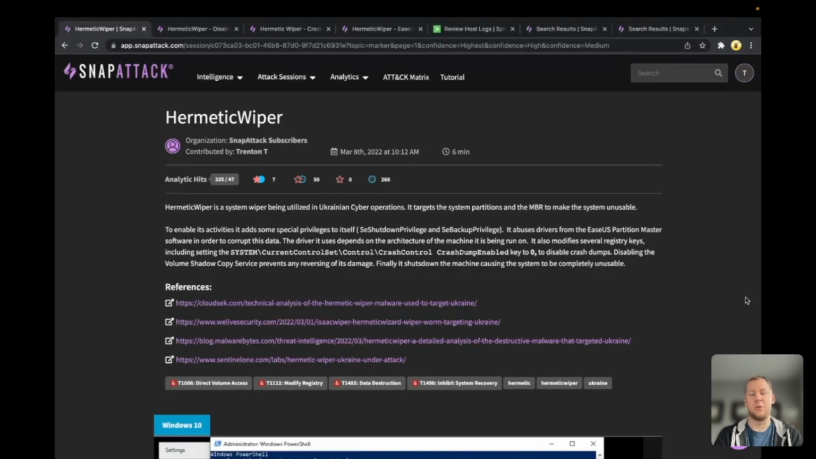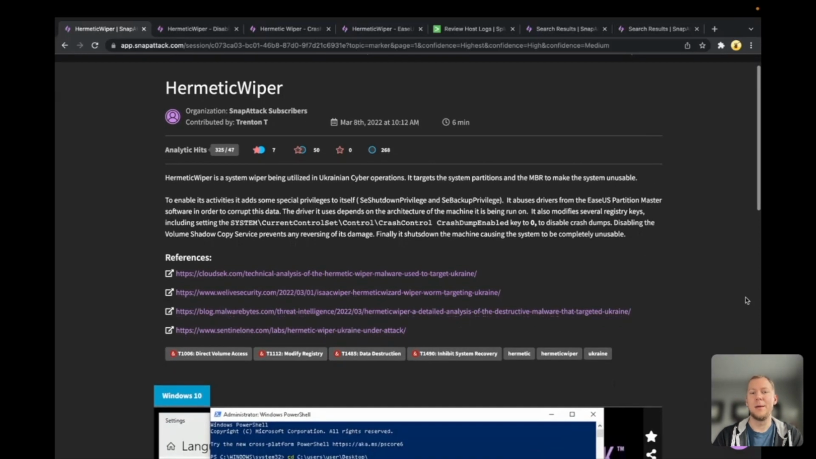Today we're going to be looking at HermeticWiper, which is a destructive piece of malware that we've seen used by Russia against Ukraine. So this wiper's goal is to provide destruction of the endpoint. Specifically, it's going to erase the master boot record, corrupt files, overwrite them on the system, and pretty much make it unusable. This is, of course, one of the last stages of the attack.